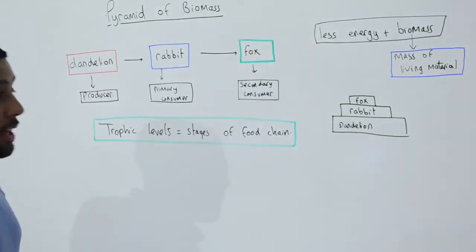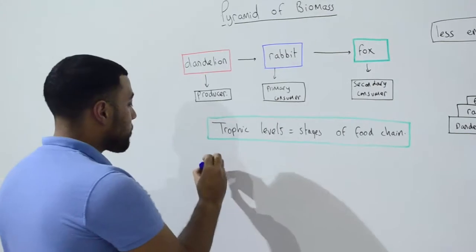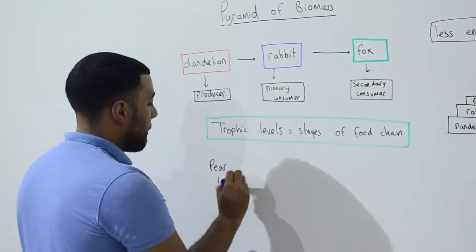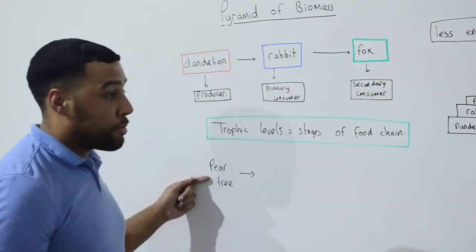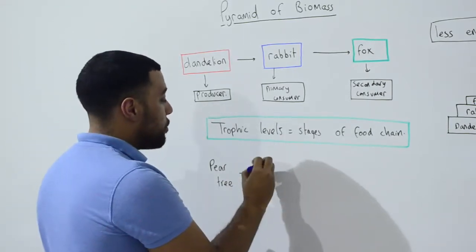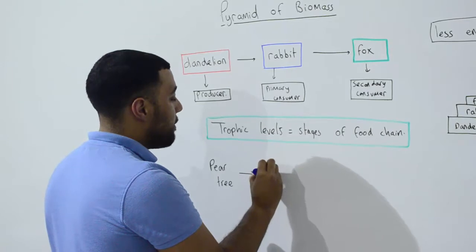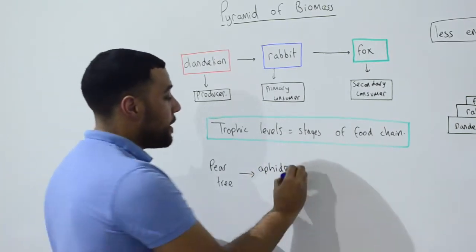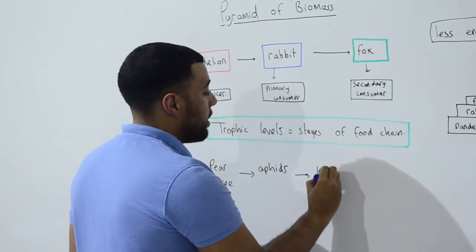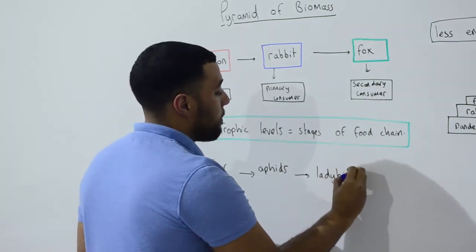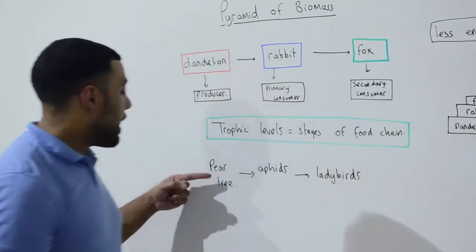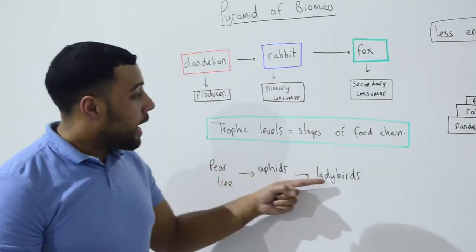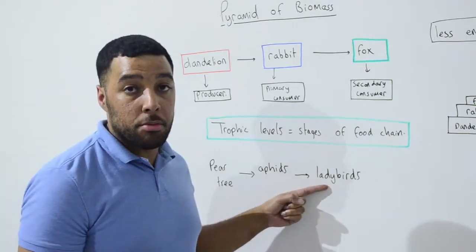Just to give you guys another example, we could have a pear tree. The pear tree is our producer, and the pear tree is eaten by aphids, and the aphids are eaten by ladybirds. So again, we have our producer, we have our primary consumer, and we have our secondary consumer.